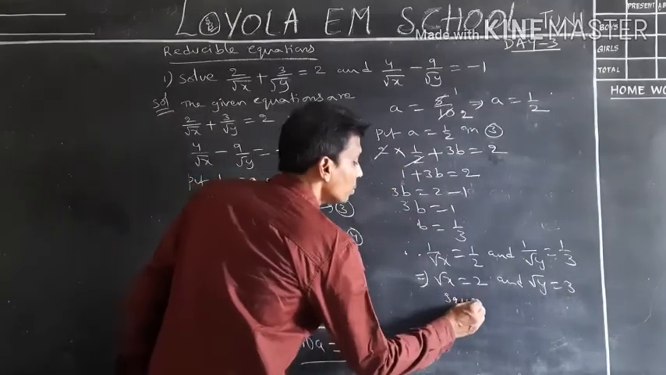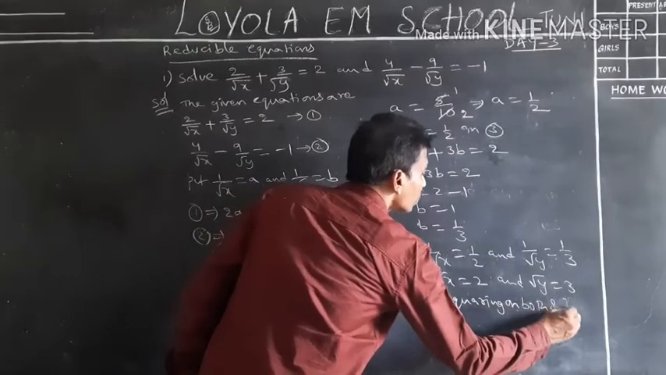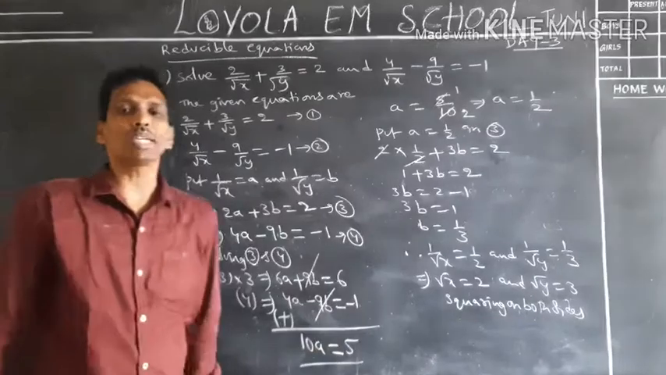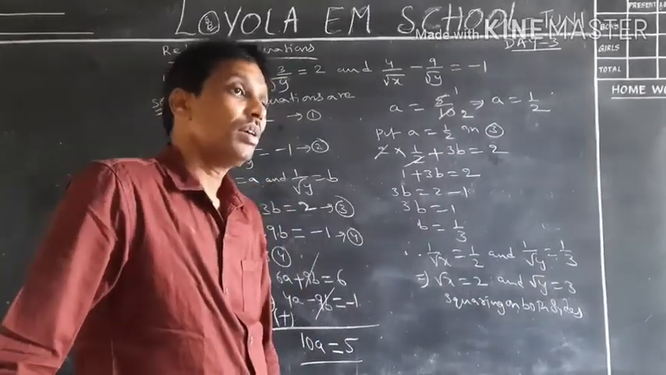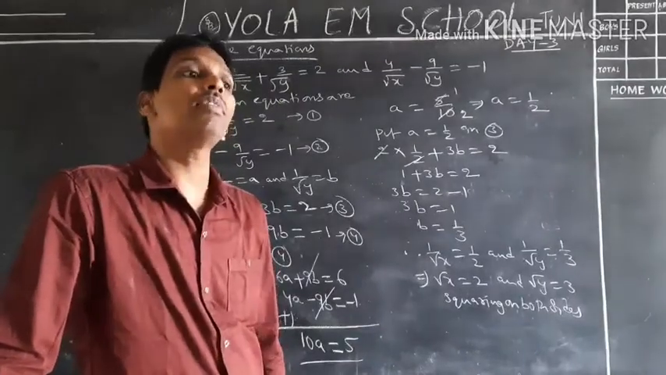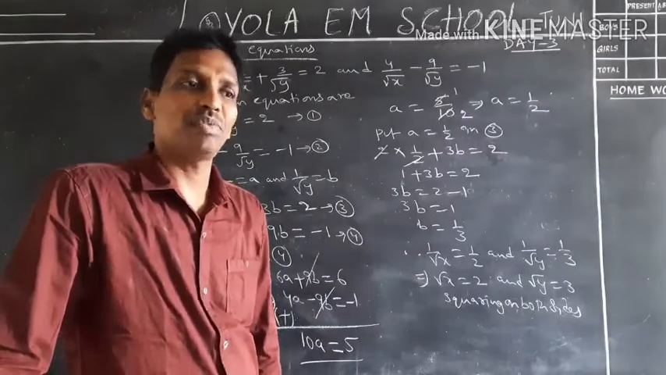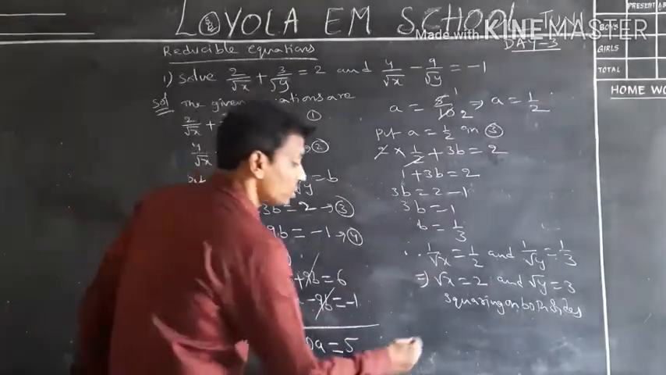Now what can we do? Squaring on both sides. Why can't we leave root x is equal to 2, root y is equal to 3? That is the solution set, you know. We are asking root x value, root y value, or do we want to find x and y values? Yes, we want to find x and y values. So that is the case, squaring on both sides.